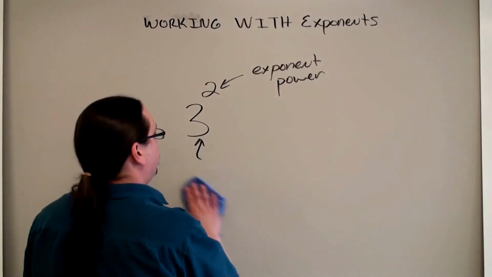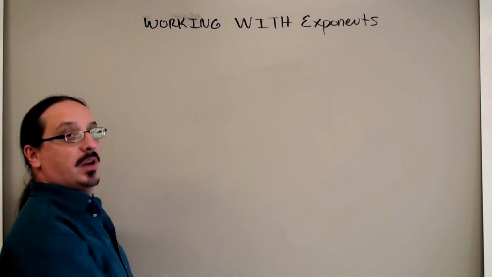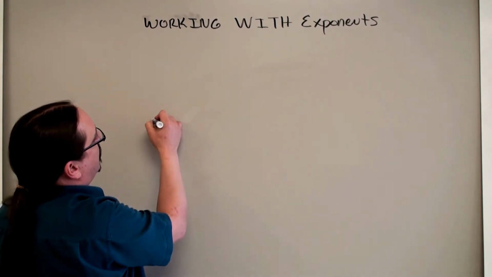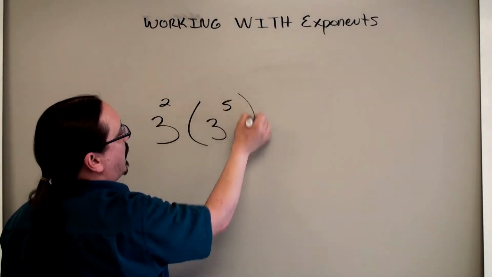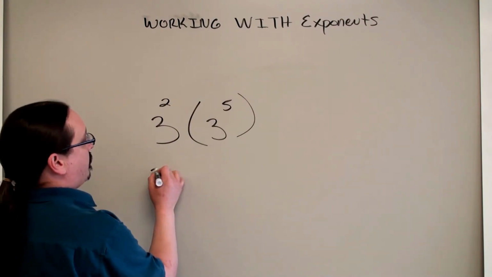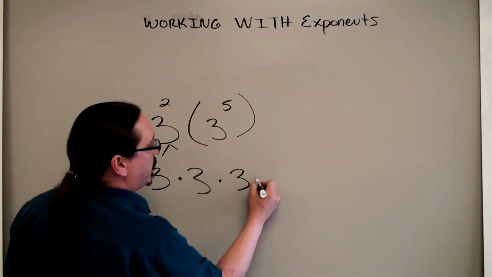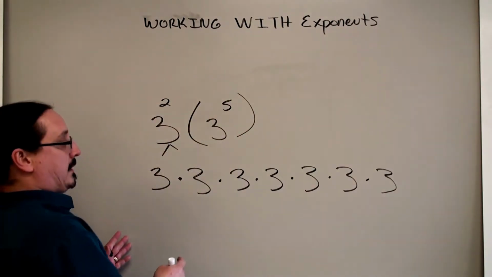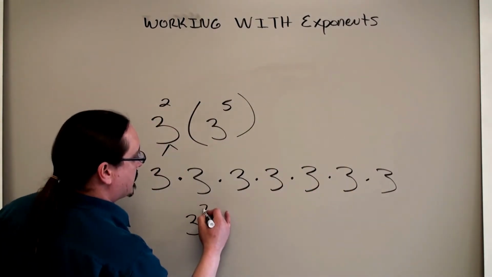Now, if we are multiplying two numbers with the same base but different exponents, so let's say we had 3 squared, and we are going to multiply it by 3 to the 5th power. If we break this down and look at what we have here, we have 3 times 3, that's this part, times 3 times 3 times 3 times 3 times 3. So we could write this all out as 1, 2, 3, 4, 5, 6, 7. So this is 3 to the 7th.